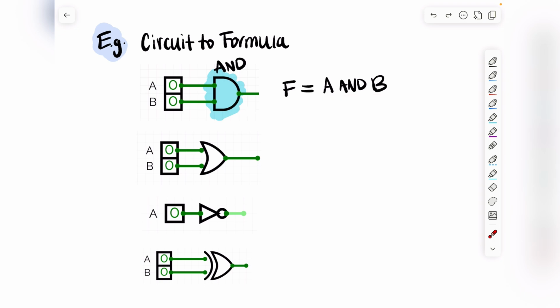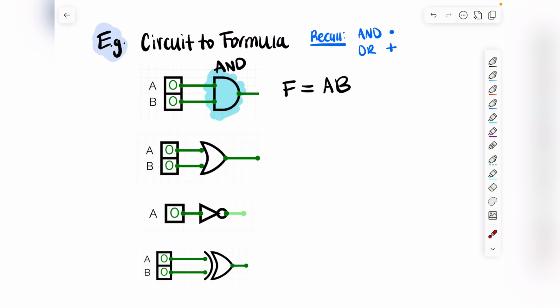But remember, formulas don't use words. They use operators like addition, subtraction, multiplication, division. In this class, we have to recall that AND is represented with multiplication and OR is represented with addition. So we replace this AND with a multiplication sign. And so we have that our formula is A times B, or simply just AB.